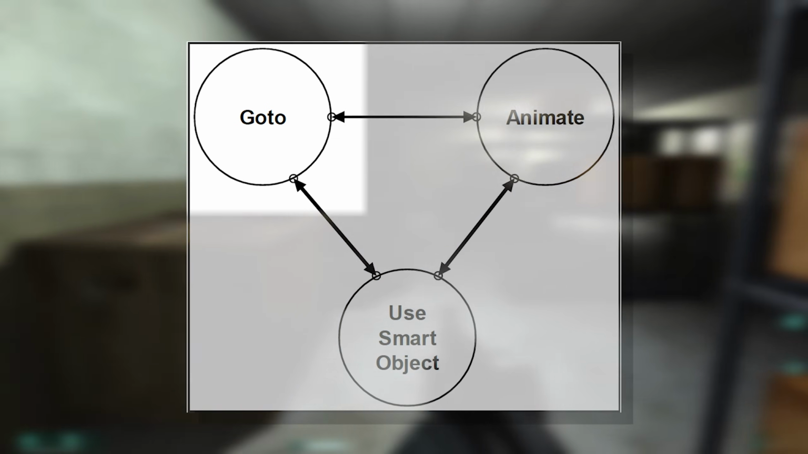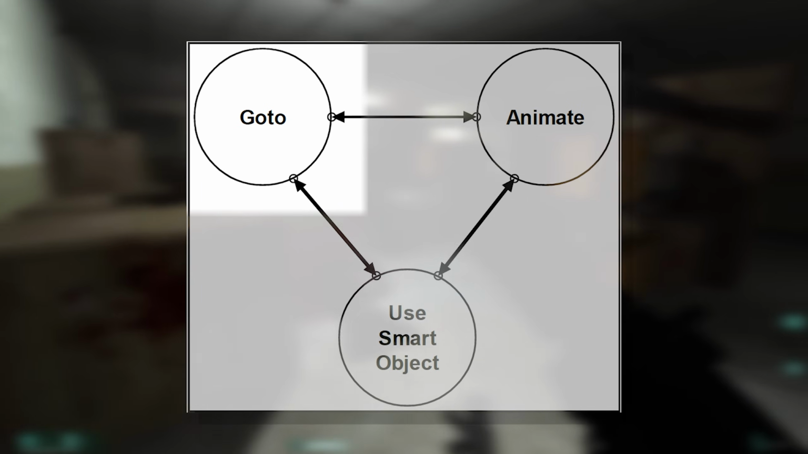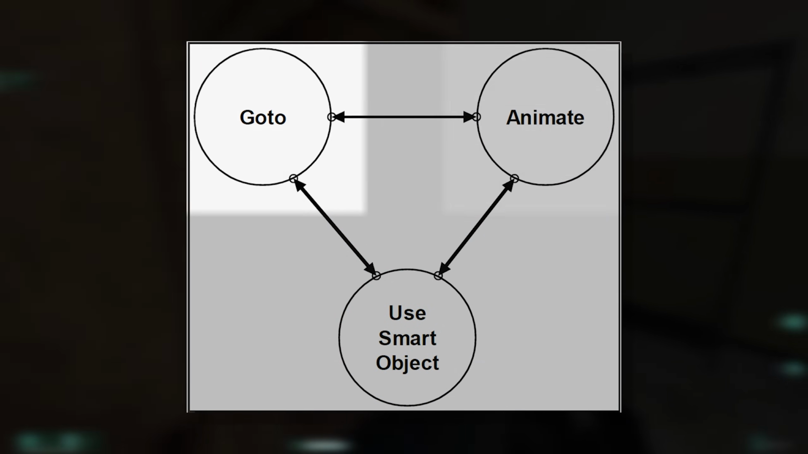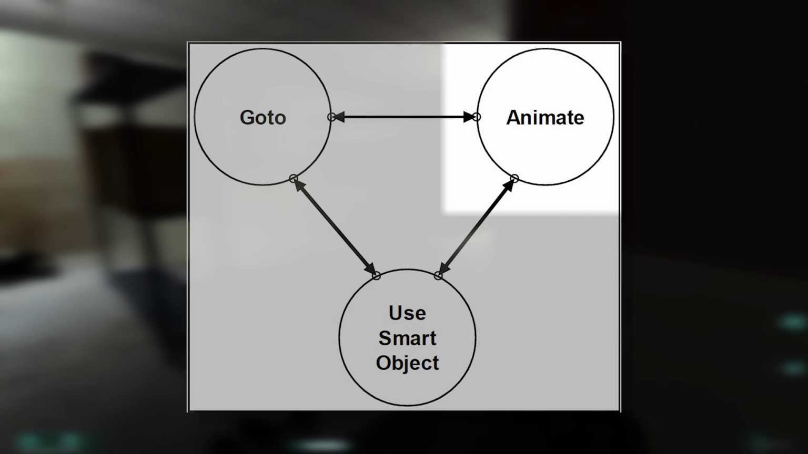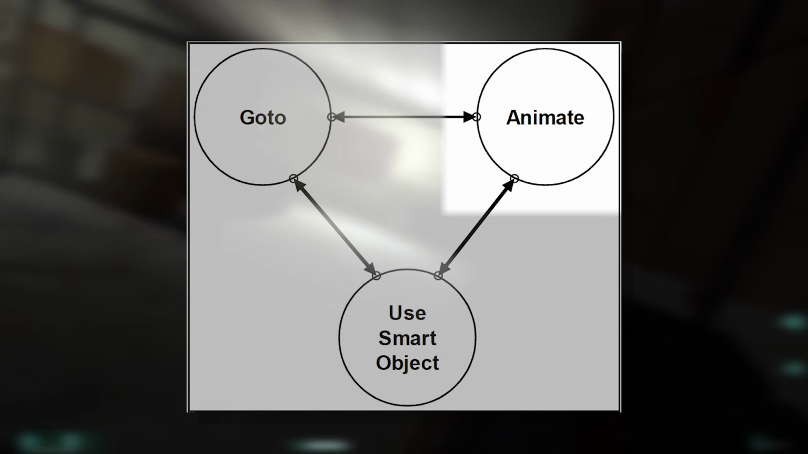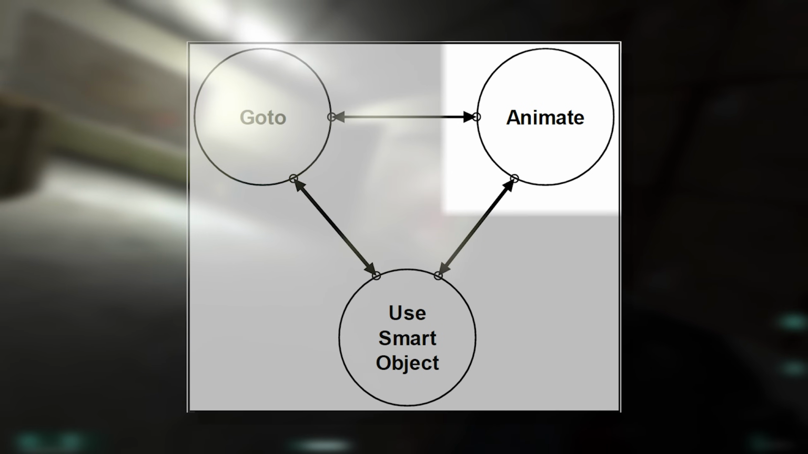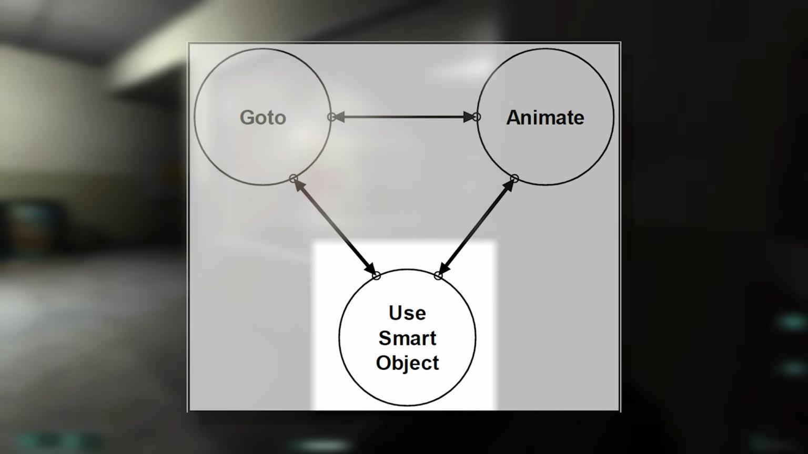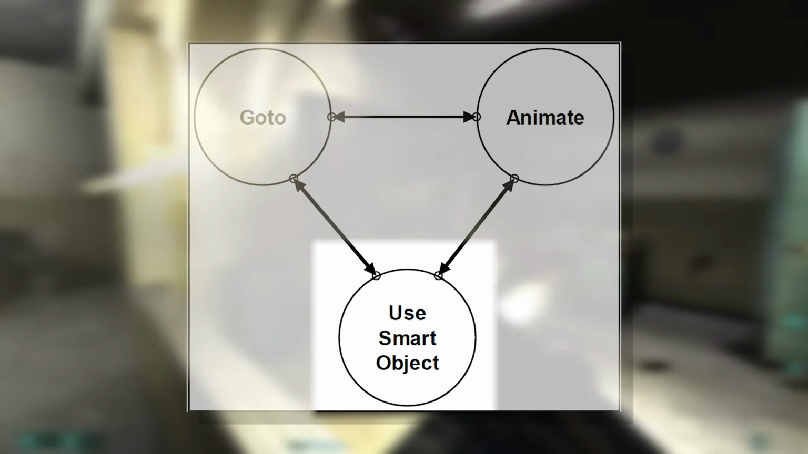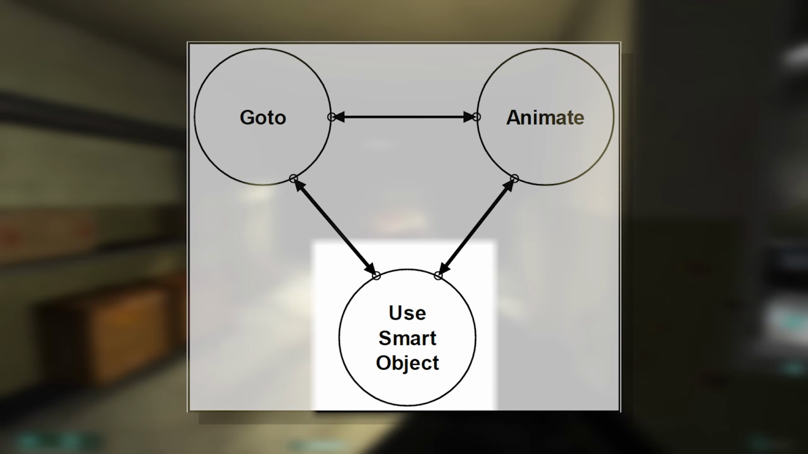Go-To is playing a movement animation, be it walking, running, jumping, diving, or climbing, but it's also heading to a specific location. Animate is simply playing an animation. This could be acknowledging the player's presence, shooting their weapon, or any simple idle animation which would give this NPC a bit more character. And lastly, use Smart Object, which is a situation such as having an NPC hit a switch, open a door, sit in a chair, or knock a table over.